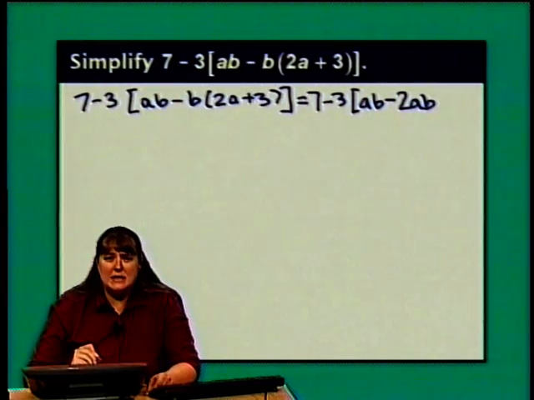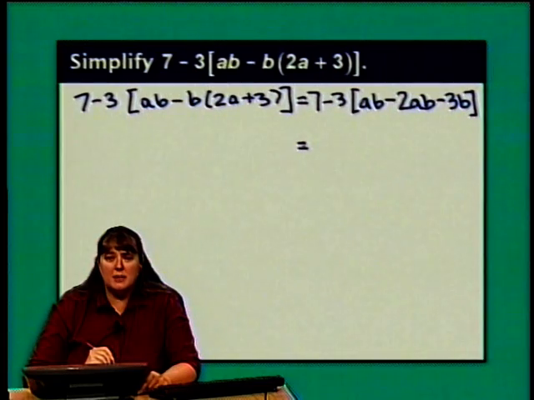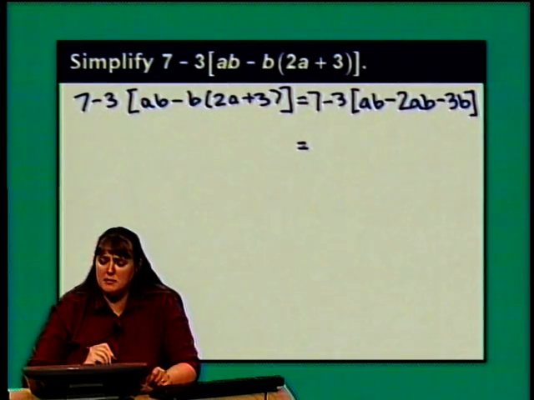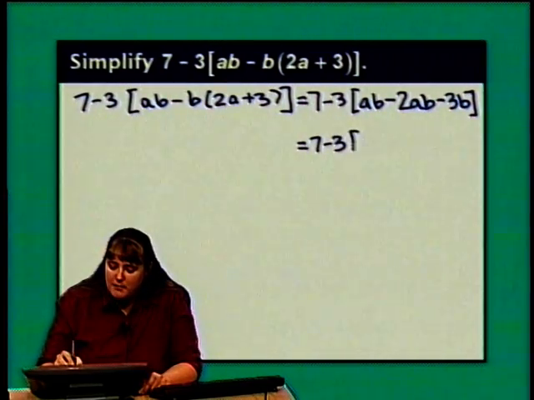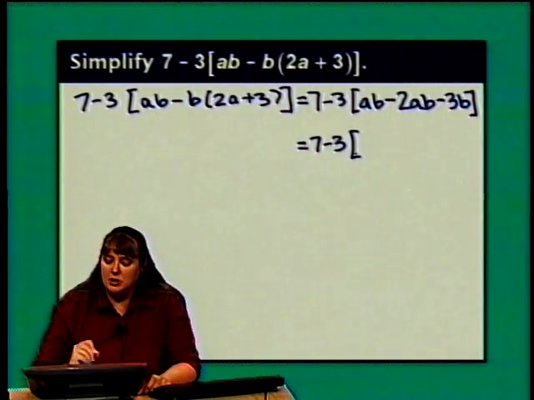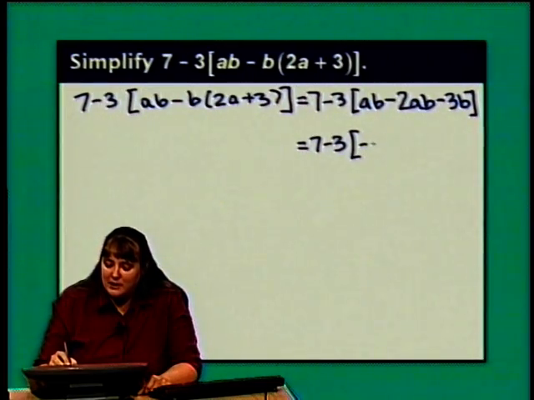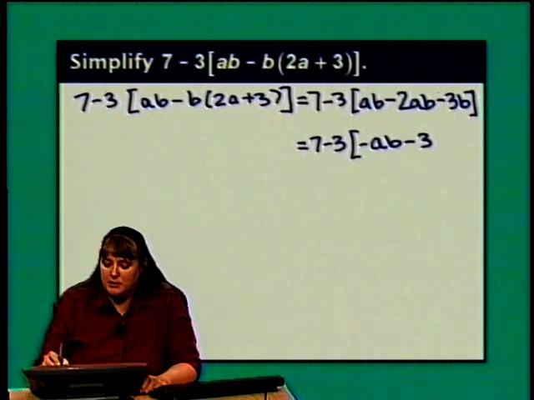Then I have negative b times 3. I can write that as negative 3b. Adding negative 3b is the same as subtracting 3b. Looking at my grouping symbols, ab and negative 2ab are like terms. So I'm going to combine my like terms, remembering ab has a coefficient of 1, so I need to subtract 1 minus 2. 1 minus 2 is negative 1. So I have negative 1ab, which I can write as negative ab, minus 3b.